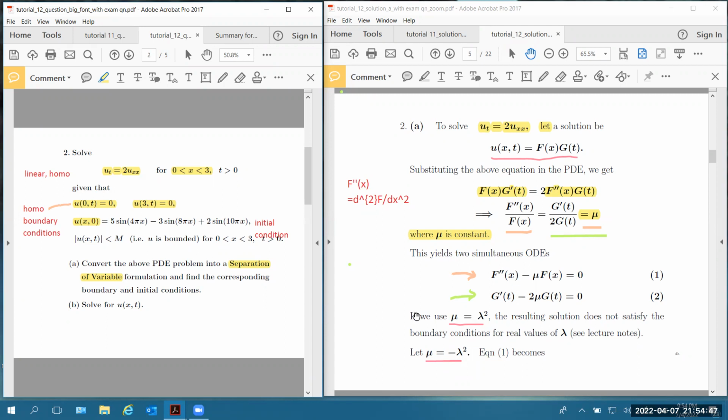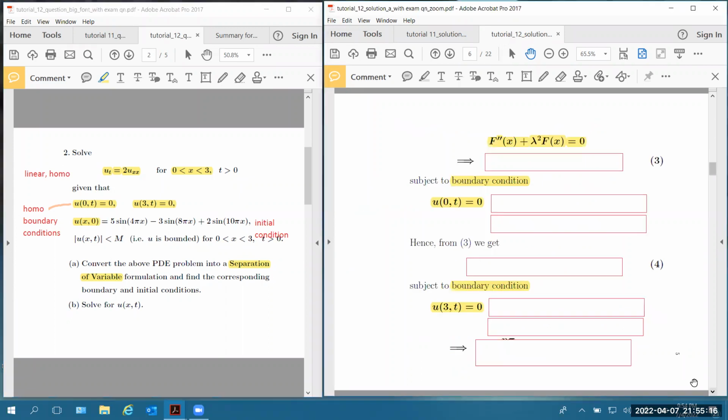So therefore we say let mu be minus lambda square. Inside here we've actually gone through the three cases, so we put here: see lecture notes. By doing so, we'll get a meaningful solution, not something trivial. If you put mu as minus lambda square into equation 1, then your equation 1 will become like that, so instead of minus mu there, it becomes lambda square.